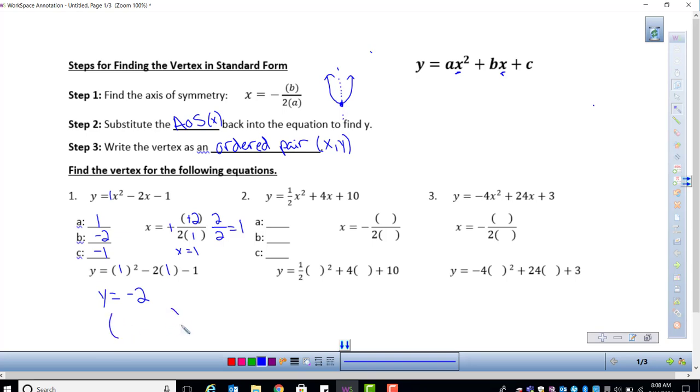And then we write that as an ordered pair. Our x value is 1, and our y value is negative 2. This is the vertex. It's really important to know the vertex to be able to graph the rest. Let's do one more example.